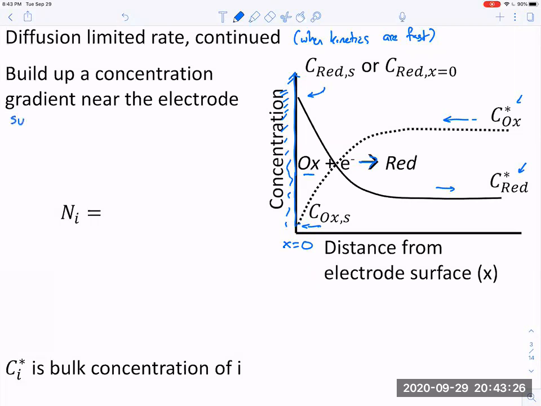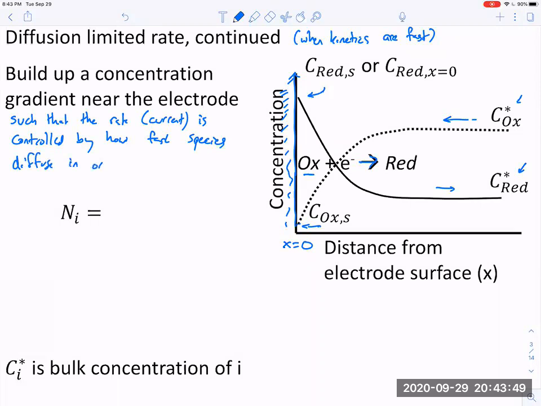This specific place, what we're saying is that the rate, the current, is just controlled by how fast species diffuse in or out. Essentially, as soon as oxidized species move to the electrode, they'll react. And as soon as the reduced species form at the electrode, they'll start moving away. How fast that diffusion occurs is what's dictating the rate.